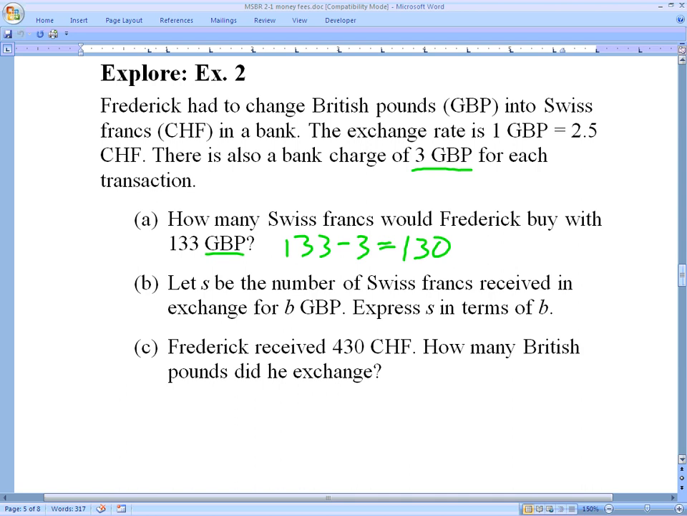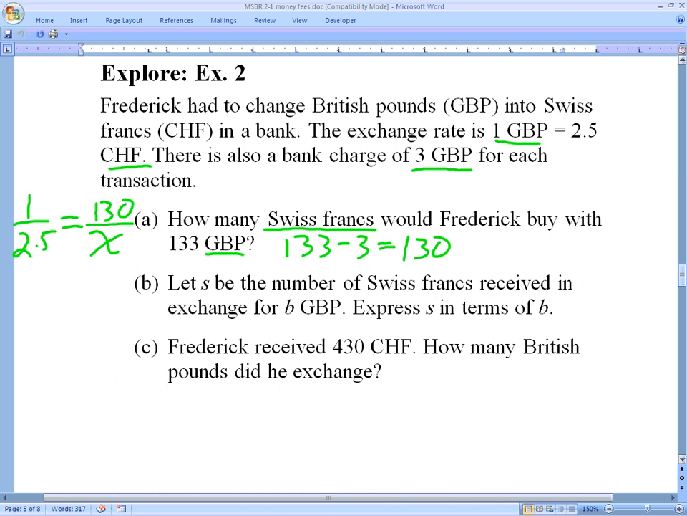Now, how many Swiss francs can we get for that? Well, let's make up our conversion ratio. Again, we know it's 1 Great British Pound for every 2.5 Swiss francs. And we had 130 Great British Pounds. Again, we were putting the pounds on top of the francs. I would have labeled that except I ran out of room. So we're going to have 130 Great British Pounds on top of our Swiss francs, which is what we don't know. And again, the question is asking for Swiss francs.